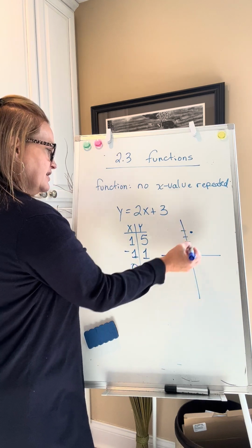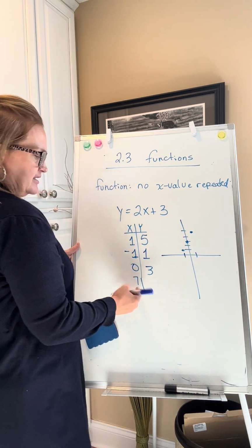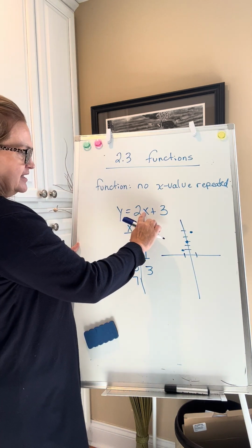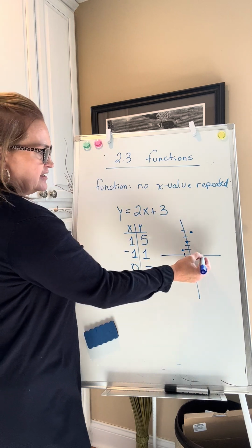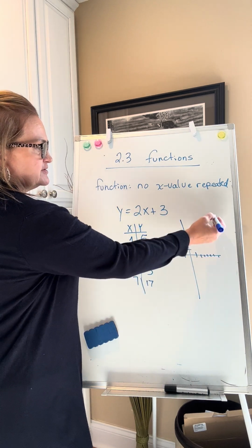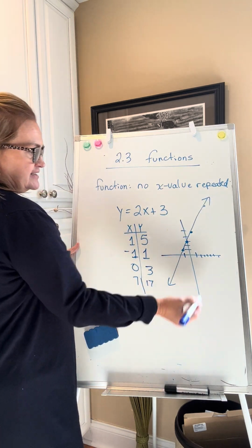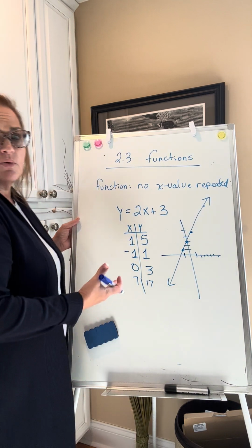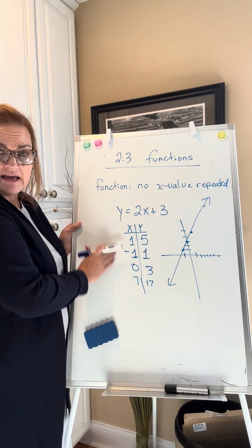Over 1 up 5, back 1 up 1, 0, 3. I didn't finish this. Let's do that. 2 times 7 is 14. 14 plus 3 is 17. Oh, maybe I don't want to graph that. It's up here. So, but you can tell enough now to see that is a linear equation. Linear equations are always functions. And there's never going to be a repeated x value.